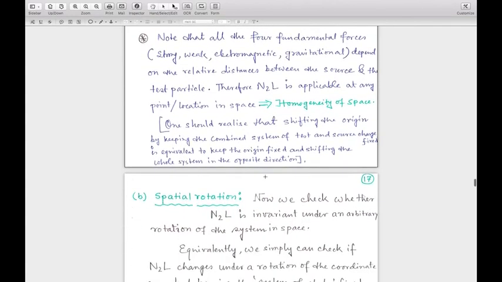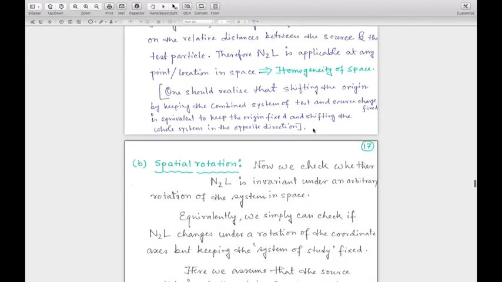Okay, another thing is that sometimes we say that we shift the origin, sometimes we say that we shift the system. It's actually equivalent. Whether you are shifting the origin or you are shifting the system by a constant amount, this is always equivalent. The only thing is that you have to keep in mind that the shifts should be in the opposite direction to be consistent.